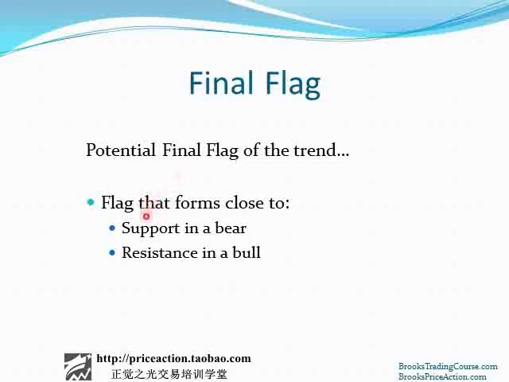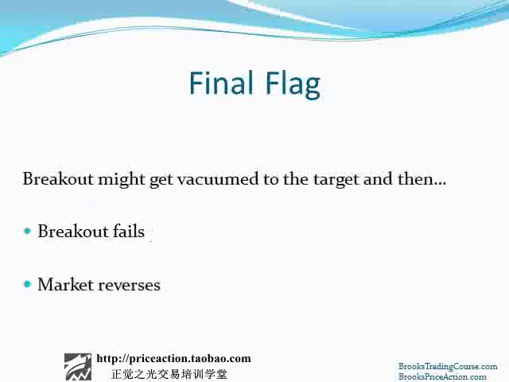Again, you're looking for a flag that forms close to support in a bear. So you have a bear trend, a flag right above support. The market breaks to the downside, look for the reversal up. And in a bull trend, a flag that forms right below resistance, the market will often break out of the flag, hit the resistance level, and then reverse down. The breakout from the flag might get vacuumed up to the target, the support or the resistance. The breakout then fails and the market then reverses.